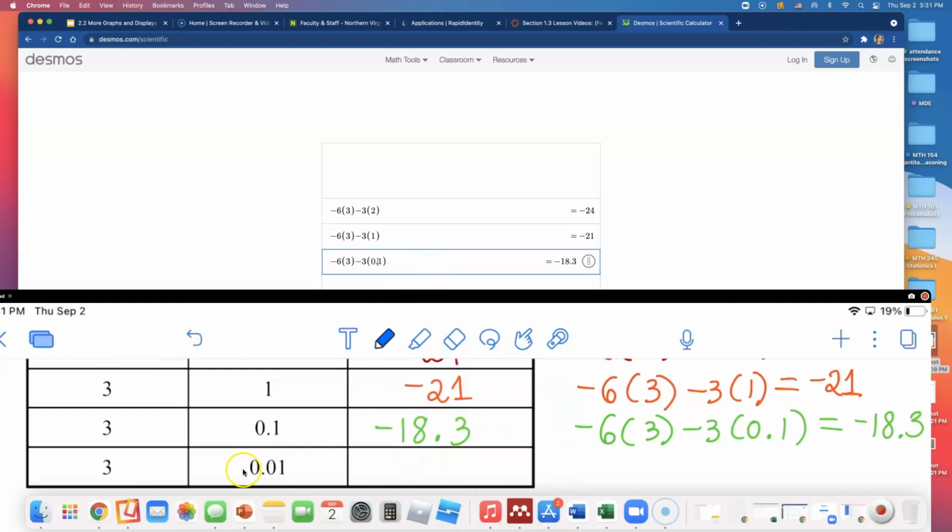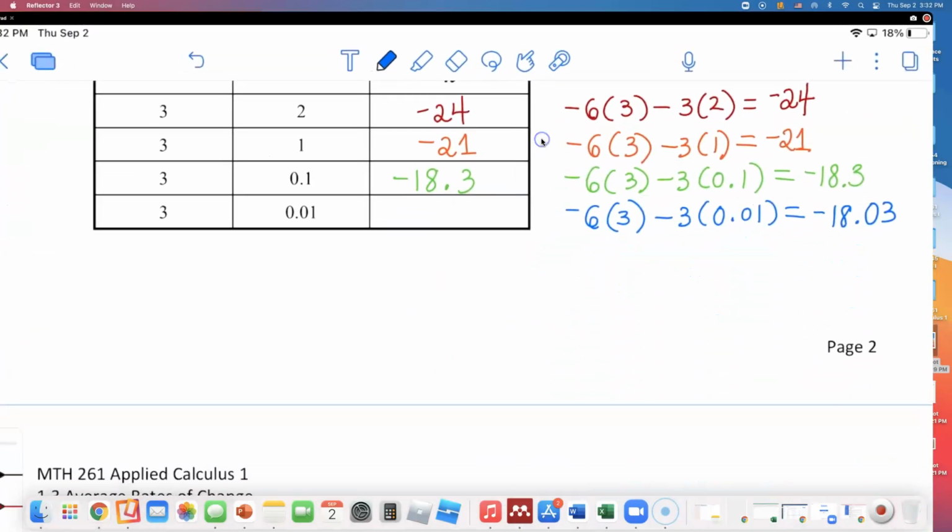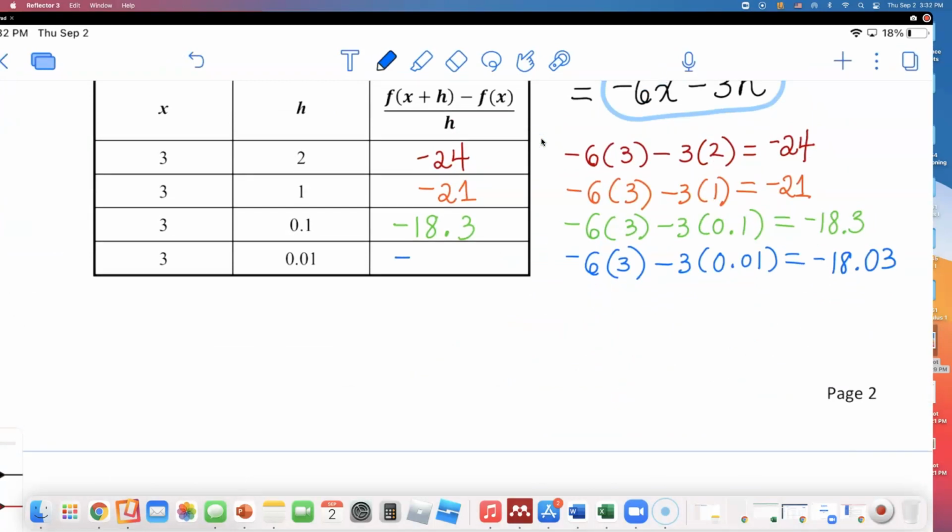This time they want us to plug in h of 0.01. x is still 3, but h this time is 0.01. If I plug that in, what will that be? Let me try it. That comes out to be negative 18.03. I have a strong feeling that this difference quotient is approaching negative 18 as h approaches 0.